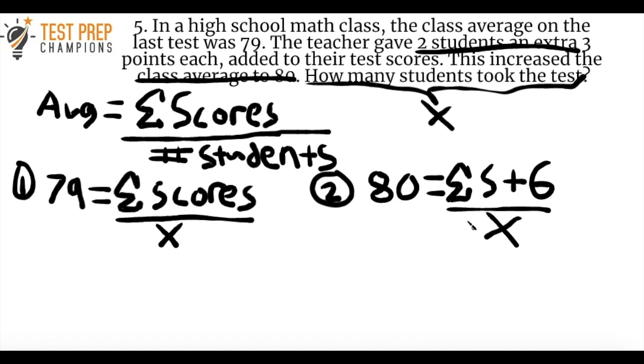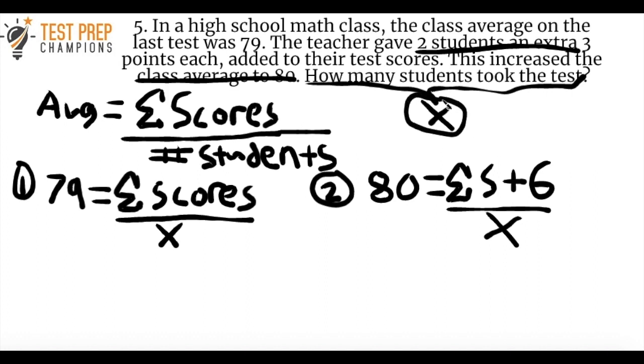All right, so we now have 2 equations. We've got 79 equals the sum of the scores divided by x, and we have 80 equals the sum of the scores plus 6 divided by x. Again, we're trying to solve for x, so we've got 2 variables here. One variable is our x, which is what we're trying to solve for, and the second variable is the sum of those scores. We don't know what the sum of the scores is, and we don't know what x is. But the variable that we want to get is x.